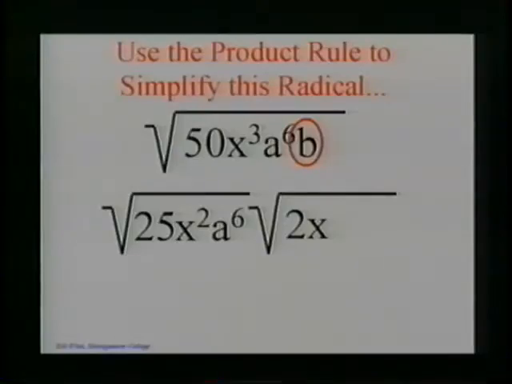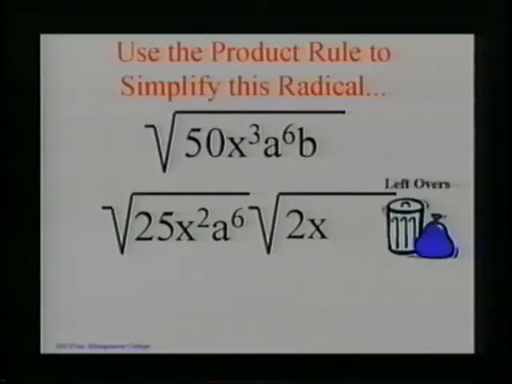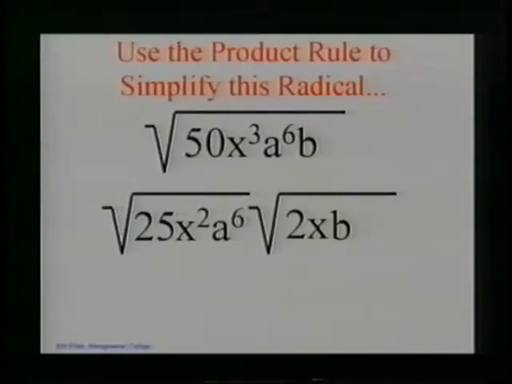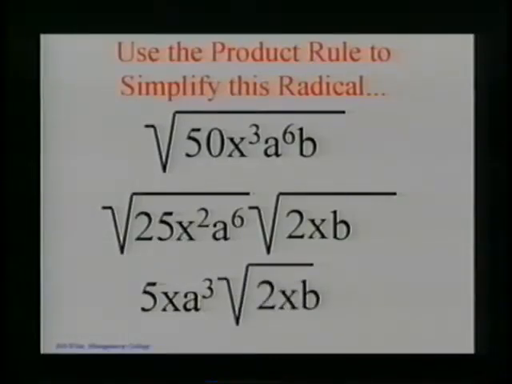Let's look at b. Sometimes they're all bad. There's no goodness in b, no perfect square in b, so we just put him over in the leftover pile. Now the reason this first part is good is because we can take the square root of it. What is the square root of 25x squared a to the sixth? There you go. And the reason this part is bad is because there's nothing I can do with it, so I just don't do anything. So that's simplifying. Let's do it, of course, with trigonometry.